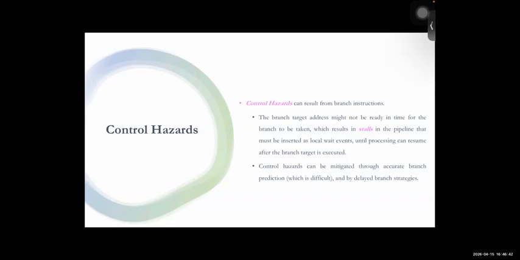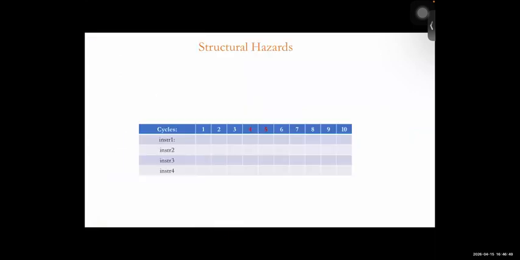So let's first look at this structural hazard. If you recall our previous slide, assume that there is a program having four instructions, a sequence of instructions, and assume that these instructions will be allowed inside this pipe sequentially, or we can say linearly.